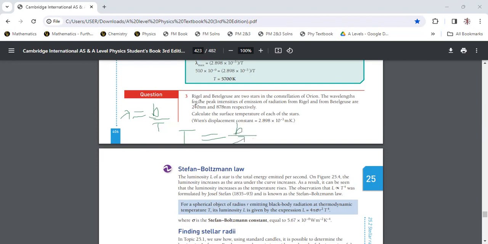Taking note that a nanometer is 10 to the power negative 9 meters, you should get for Rigel, I'm sorry if I mispronounced this, 12,100 Kelvin. Always take these values of thermodynamic temperature in Kelvin, and it is an SI unit. And Betelgeuse, I'm very sorry if I pronounced this wrongly, 3,300 Kelvin.